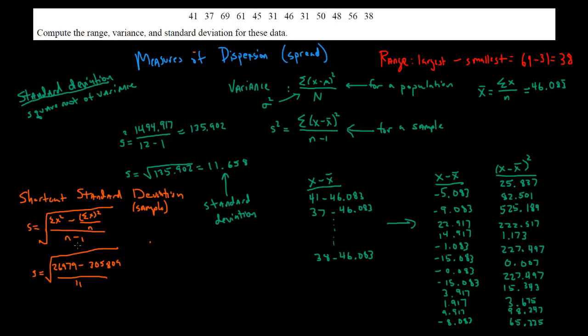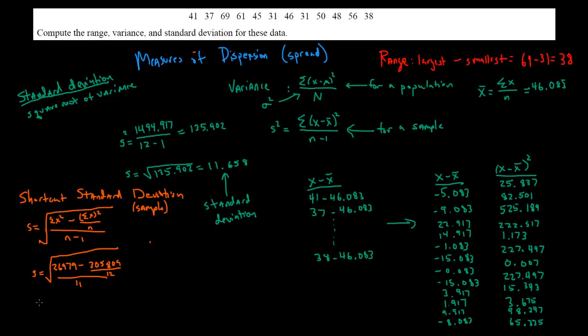Okay, 41 plus 37 plus 69 plus 61 plus 45 plus 31 plus 46 plus 31 plus 50 plus 48 plus 56 plus 38. Okay? Nope, it must be with this number here. So let me check that number right there. Alright. Oh, you know what? I'm a big dummy. Maybe I didn't make a mistake. Divided by n. So divided by 12. There we go. I'm just not on my A game today.